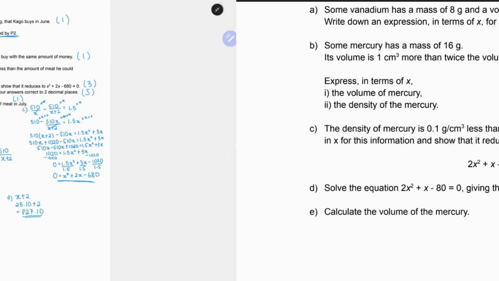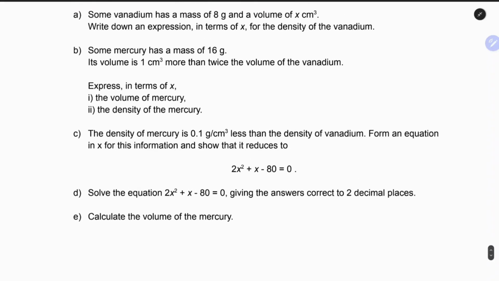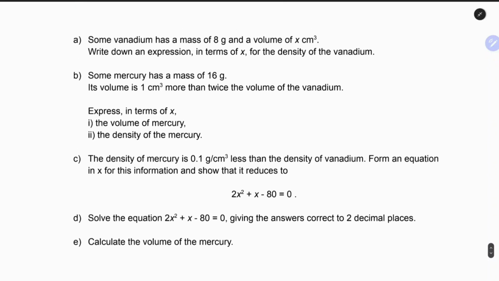So next question. The last question of this video now says, some vanadium has a mass of 8 grams and a volume of x cubic centimeters. Write down an expression in terms of x for the density of the vanadium. So remember the first question where we had distance, time and speed, and remember that density is equal to mass over volume. So let's draw that physics triangle again, this time with density, mass and volume.